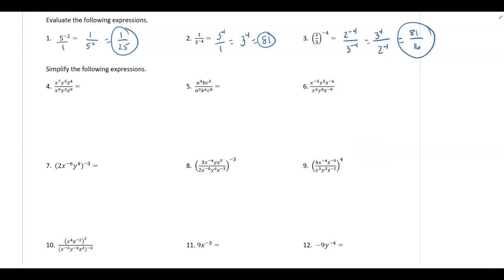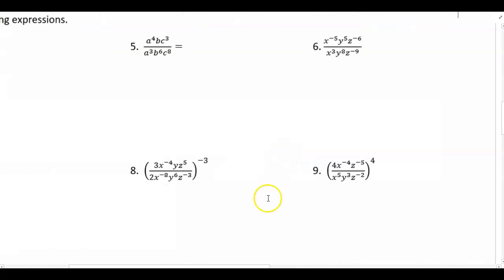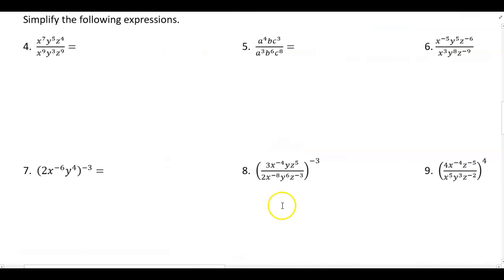So now, how do we approach the remainder of the problems here? Well, the first thing I like to do is always raise powers of powers, get rid of negative exponents, and then move on from there. So when I look at number 4, I have no negative exponents, so all I'm going to do is start canceling. If I have 7 x's in the numerator, 9 in the denominator, I can always cancel out the smallest exponent. So if I take 7 off the numerator and I take 7 off the denominator, how many do I have left? I have 2 x's left in the denominator.